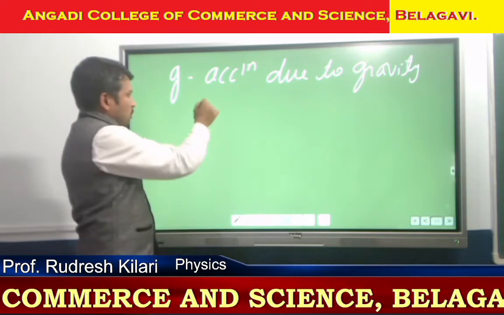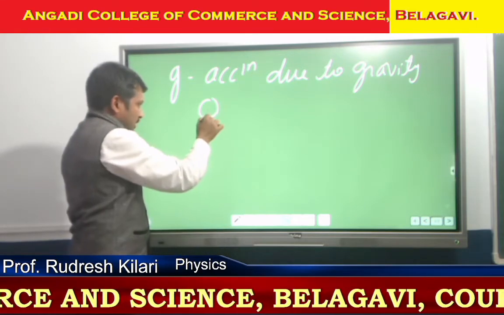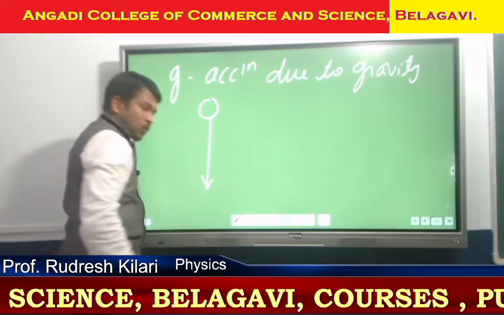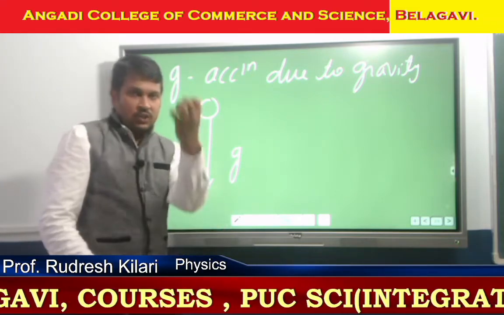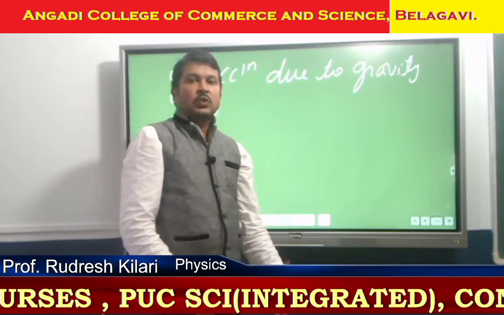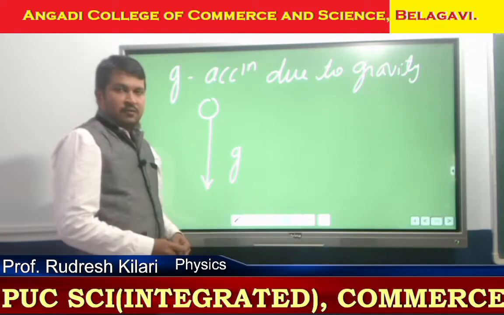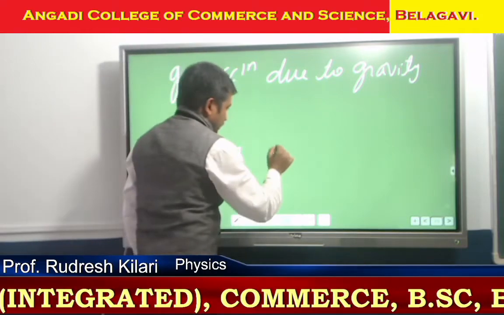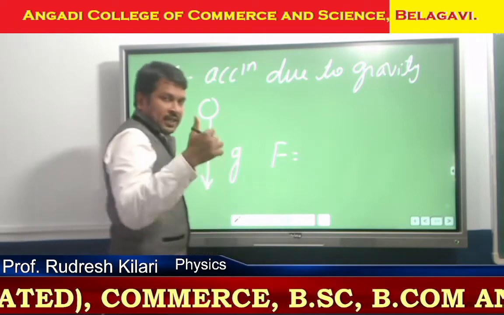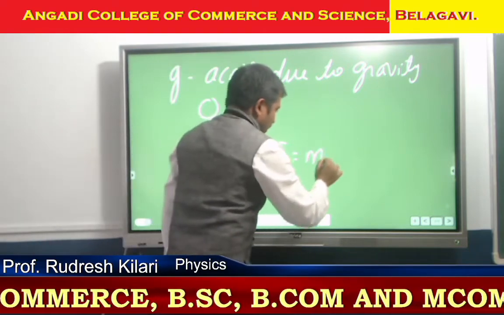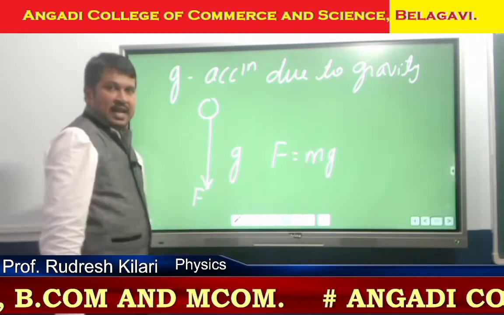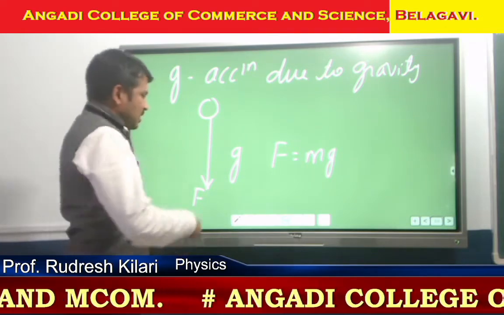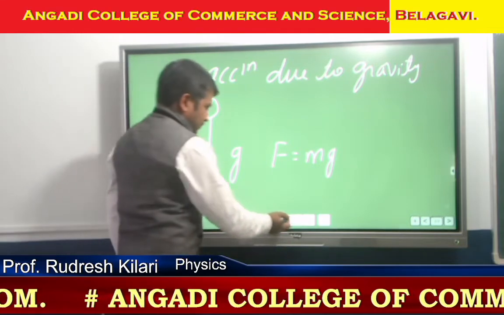Why will it come back to its original position? This is because the acceleration due to gravity is attracting it towards the earth. For this, we write F equals m into g, from Newton's second law. The force is acting towards the earth. I hope you are getting the concept.